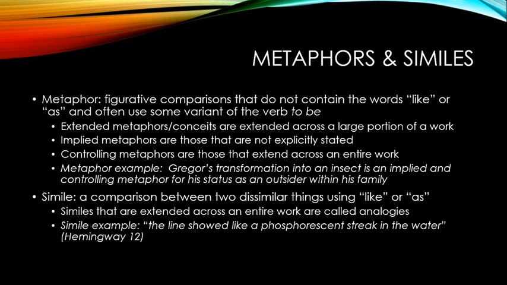An example that we might look at from our reading this week: Gregor's transformation into the monstrous insect is an implied and controlling metaphor for his status as an outsider within his family, and also his outsider status within the world as well. Feeling alienated from his job and having this existential angst about his role in the world. While we're not told explicitly by Kafka "this is this," Gregor's status as a bug is his alienation.